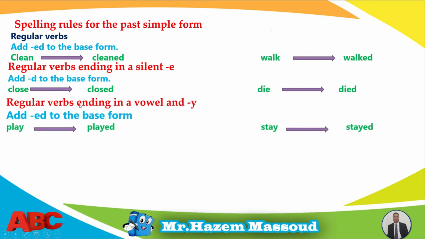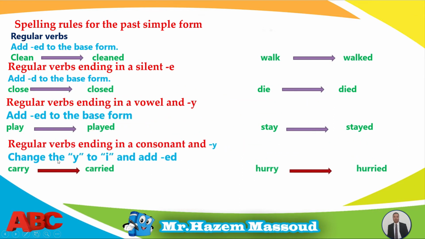For verbs ending in a vowel and letter Y, I add ed to the base form of the verb. For example, play, played, stay, stayed. And for verbs ending in a consonant plus the letter Y, change the letter Y to I and add ed. For example, carry, carried, harry, harried.